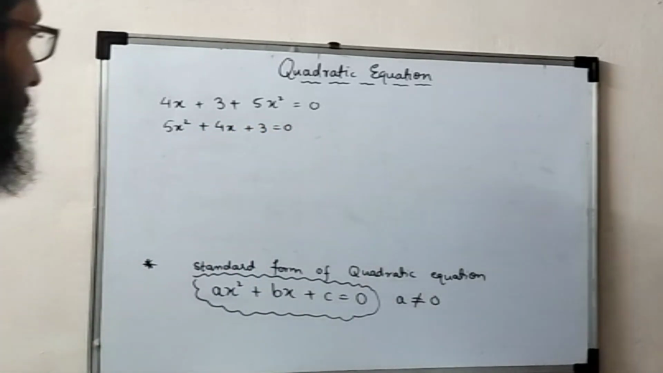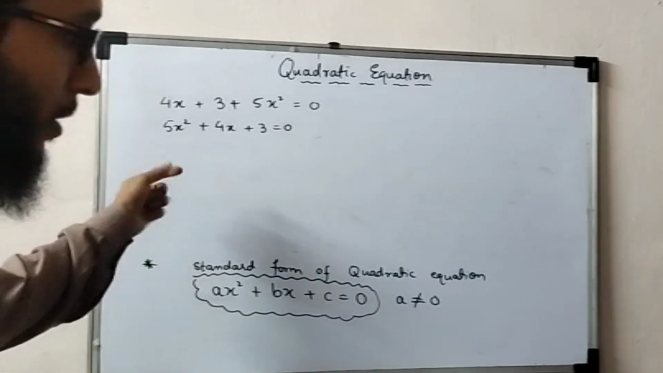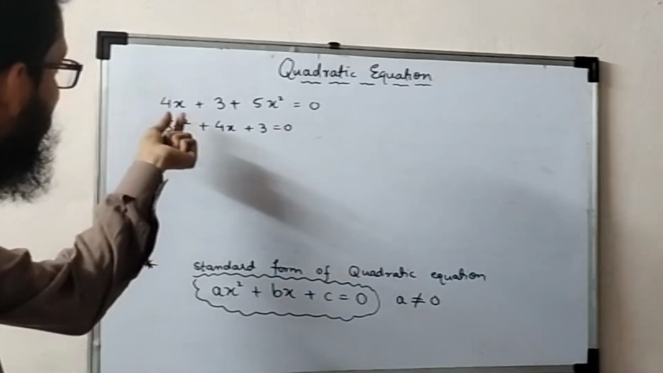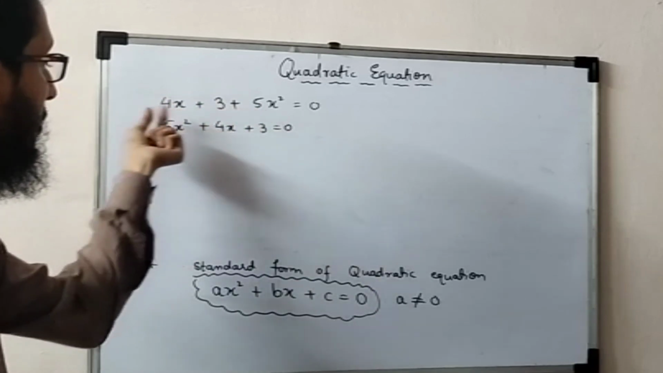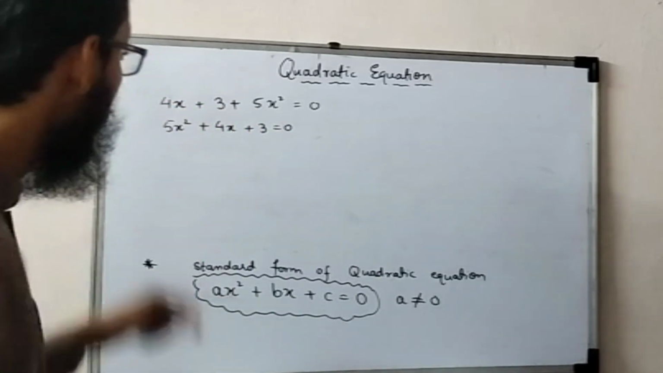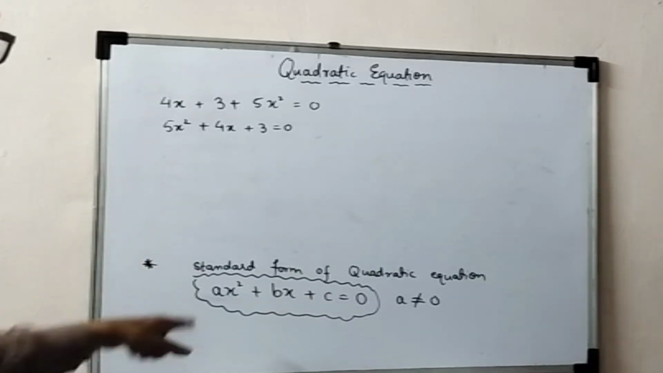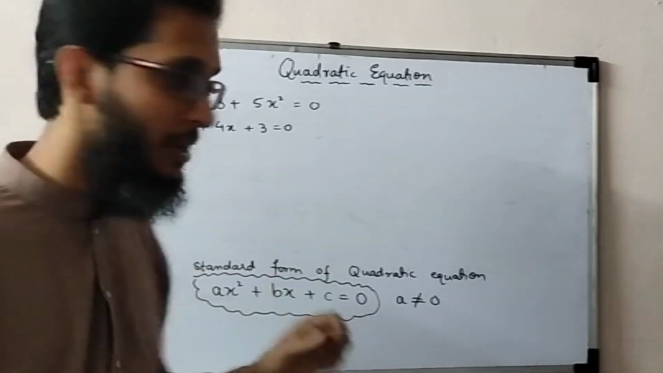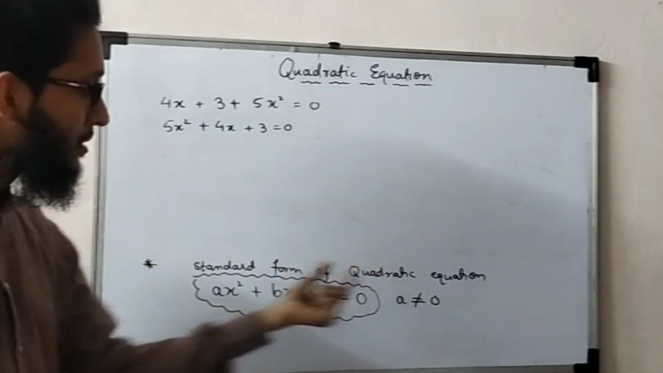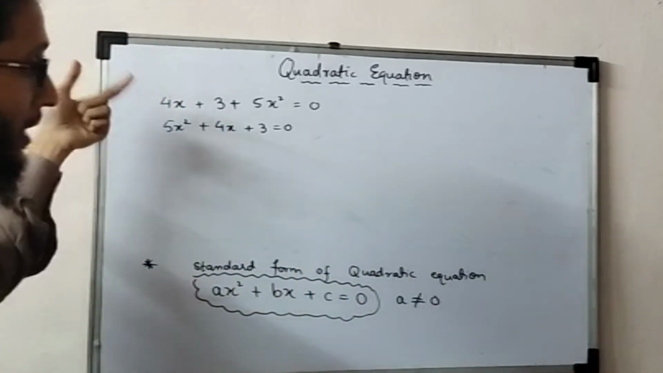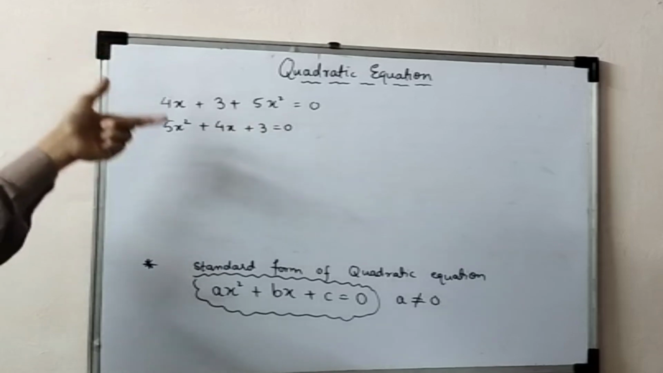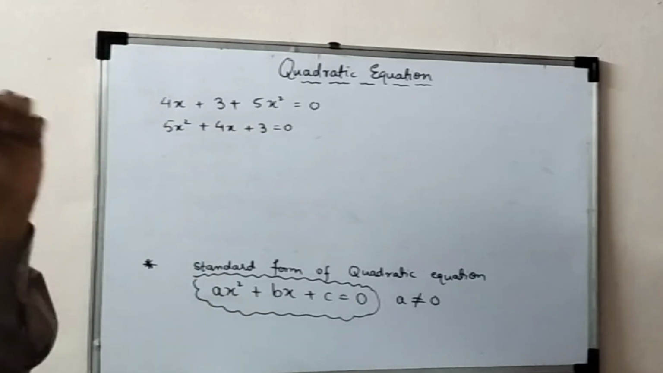You might have understood what I am saying, that if the terms are not arranged, you have to arrange the terms according to the standard form of the quadratic equation. Only then can we say that this quadratic equation is in standard form. Okay.